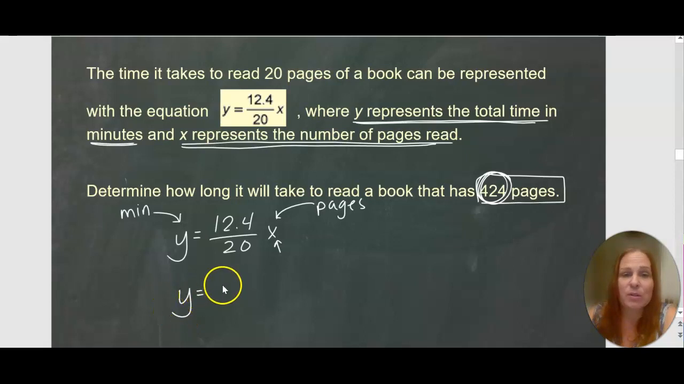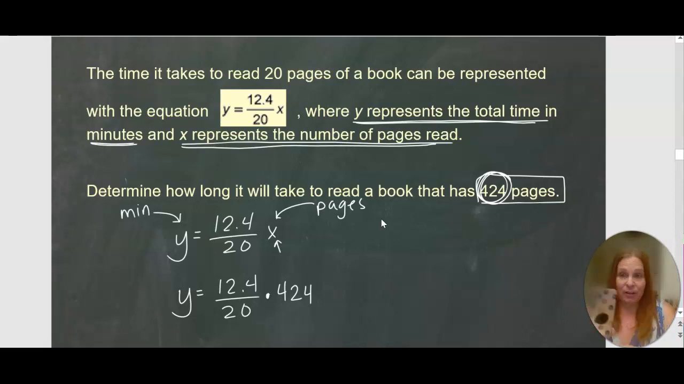y equals 12.4 over 20 times 424, right? Because before it said times x. Remember, that fraction right next to the x means multiply. So instead of writing 12.4 over 20 times x, I'm going to write 12.4 over 20 times 424, because that's what they're telling me to use for x, because that's pages, right? Okay, so now I'm going to use my calculator.